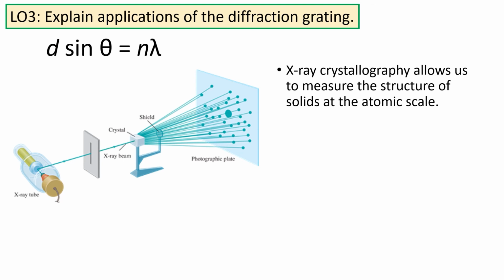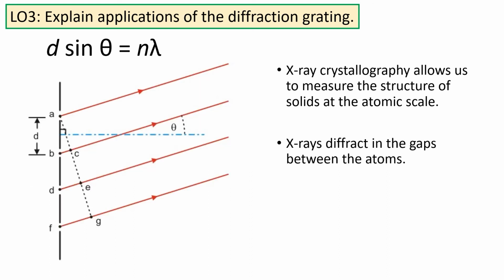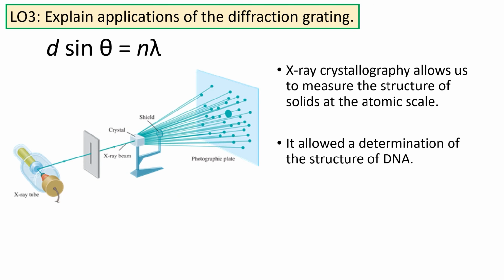A very similar concept to the diffraction grating is used in X-ray crystallography, which allows us to measure the structure of solids at the atomic scale. When X-rays are passed through solids, they diffract in the gaps between the atoms. This allows us to get some idea of the spacing between those atoms. One of the most famous applications of X-ray crystallography was when it was used by Rosalind Franklin, as well as Crick and Watson, to allow a determination of the structure of DNA.